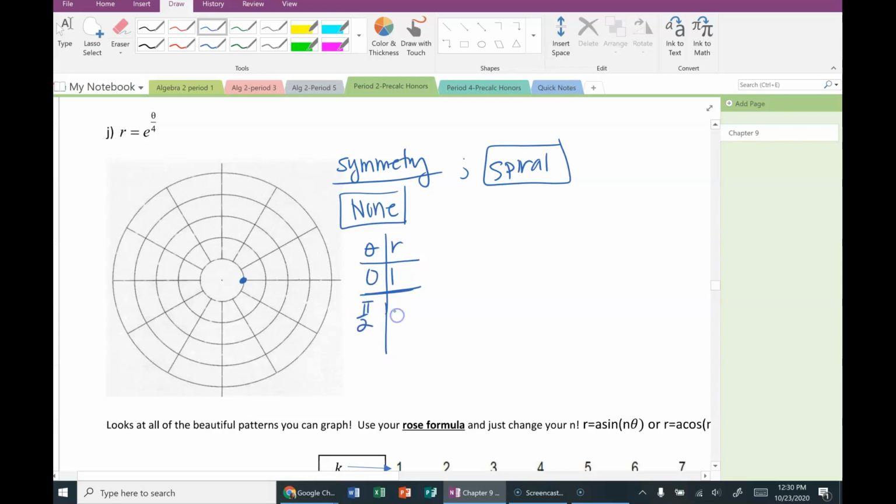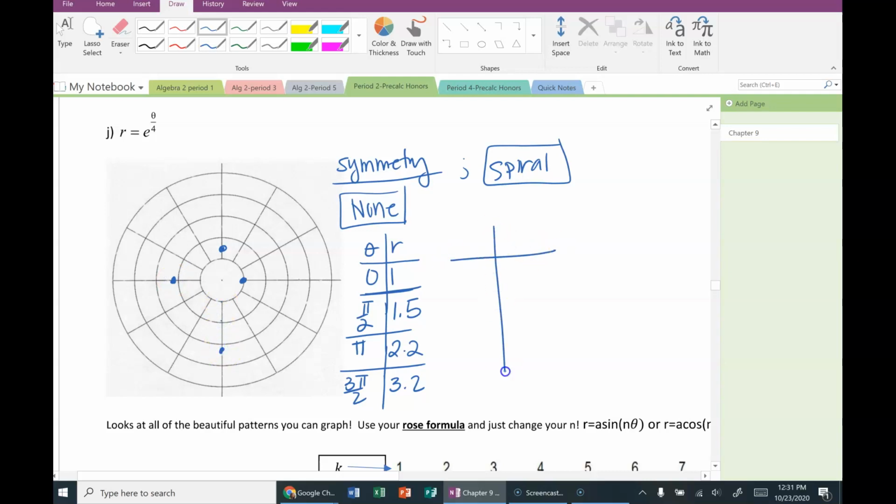At pi over 2, I'm using my calculator here. I'm going to cheat a little bit. e to the pi over 2 divided by 4 is about 1.5. At pi, again, I'm using the calculator. I don't have any magic here. It's about 2.2. And then 3 pi over 2, it's about 3.2. That will give us enough to graph it out. So pi over 2, 1.5, pi, 2.2, 3 pi over 2, 3.2.